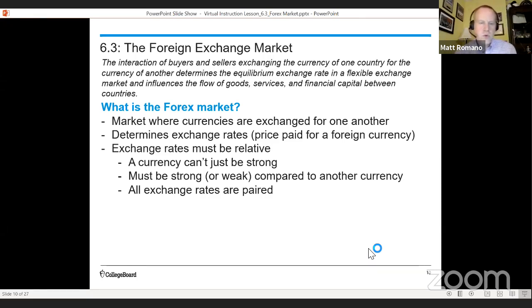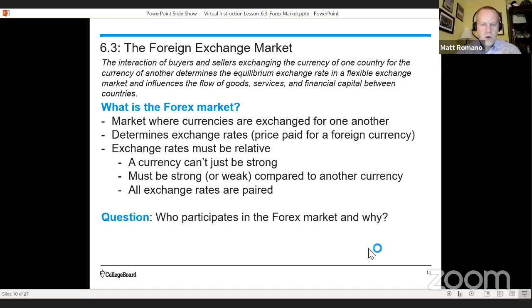That's not what we do in AP Macro. We like to go one-to-one. How much is $1 worth relative to £1? How much is a euro worth relative to a yen? Whatever it happens to be. So we're going to pair them up individually. So that's the market. That's what the market is and what the market tells us. But again, who's doing this?